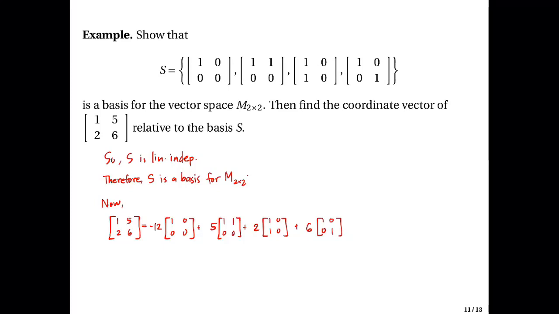Therefore, the coordinate vector of 1, 5, 2, 6 relative to the basis S is the vector negative 12, 5, 2, 6. And that completes the solution for this one.